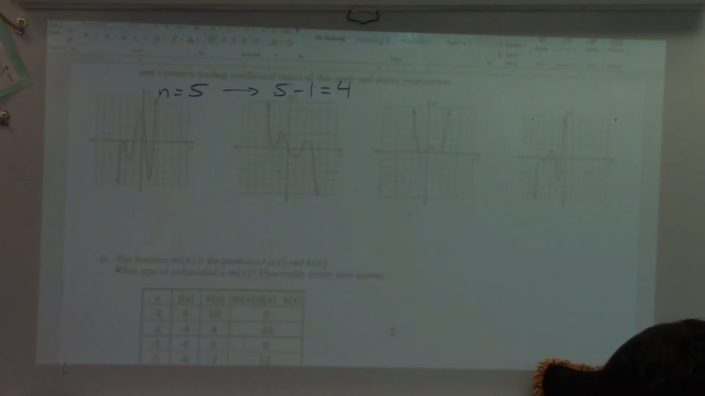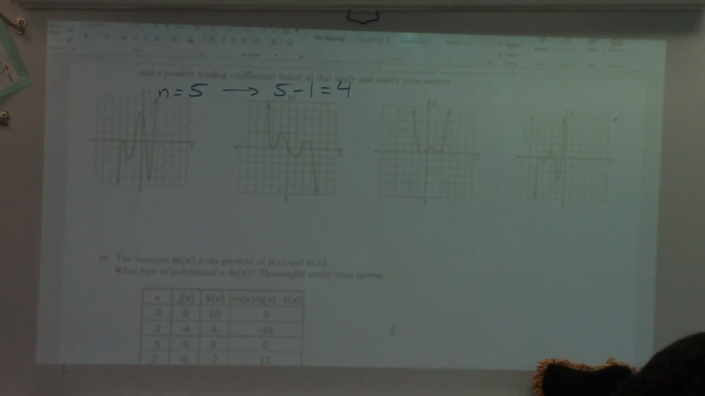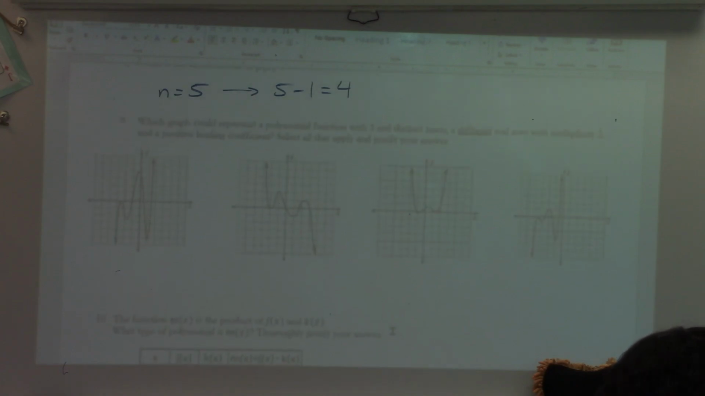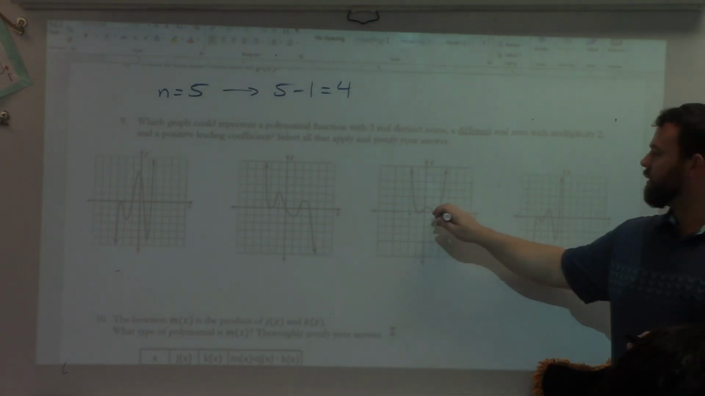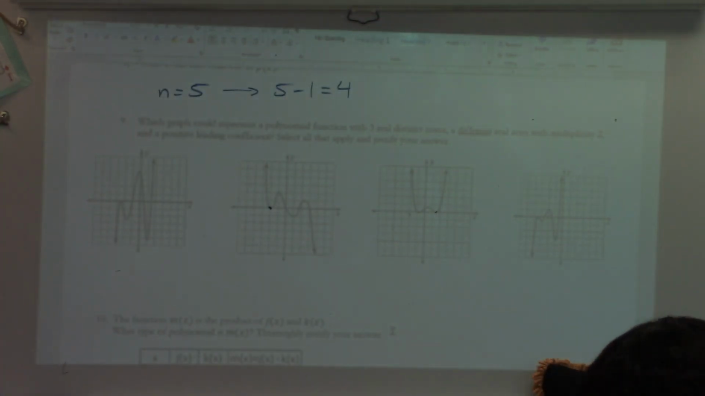We needed just, I think, 5 zeros. Is that, or is it 3 zeros with a, I don't remember. Hold on, let me see. So which graph could represent a polynomial with 3 real distinct zeros, a different real zero with a multiplicity of 2? What are we going to see if we have a zero with a multiplicity of 2? It's got to bounce, right? It's a double root. It's got to bounce there. And so we see a bounce here. We see a bounce here. Right? So each of these graphs has a bounce.